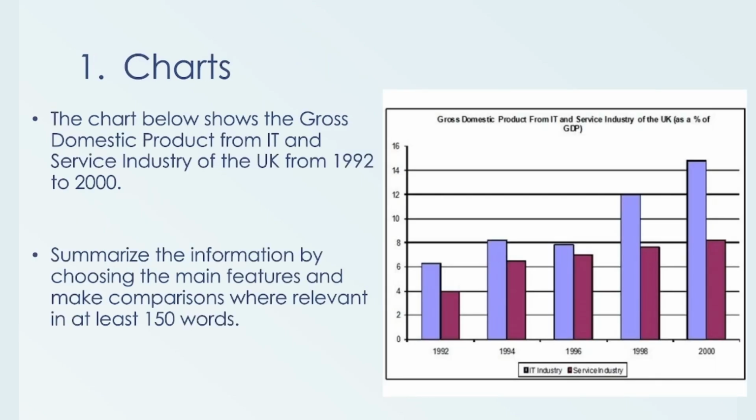Alright, so the first thing that you may get is a chart. When you get a chart, basically it shows some sort of changes over a period of time. For example, in this one, the chart here shows the gross domestic product from IT and service industry of the UK from 1992 to 2000. So bottom line, you can see all the years, and you see that there are 2 service industries given here and a comparison is made.